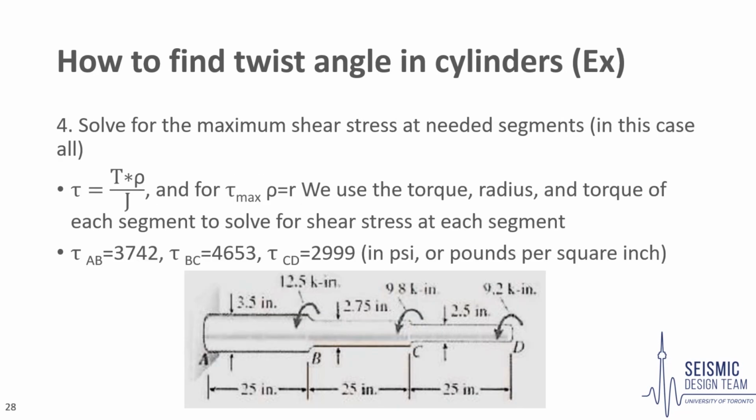Next, we may solve for the shear stress at each segment. We know that shear stress is equal to torque multiplied by rho divided by J. Since we are looking for the maximum shear stress, rho is equal to the radius. The numbers for the maximum shear stress in each segment are on the slide. This max shear stress occurs in segment BC, so that's where we primarily focus our design on, as that's where a failure would likely occur.